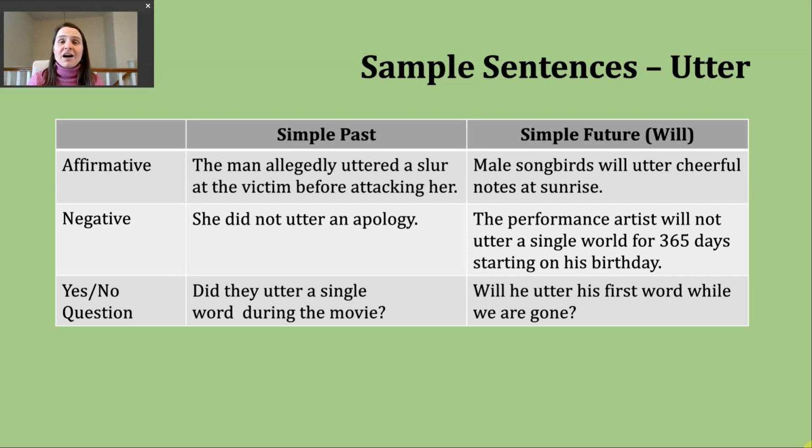An example of the simple future negative here with our verb utter would be, the performance artist will not utter a single word for 365 days starting on his birthday. This particular sentence I borrowed from a news article reporting on something this particular person is going to do.